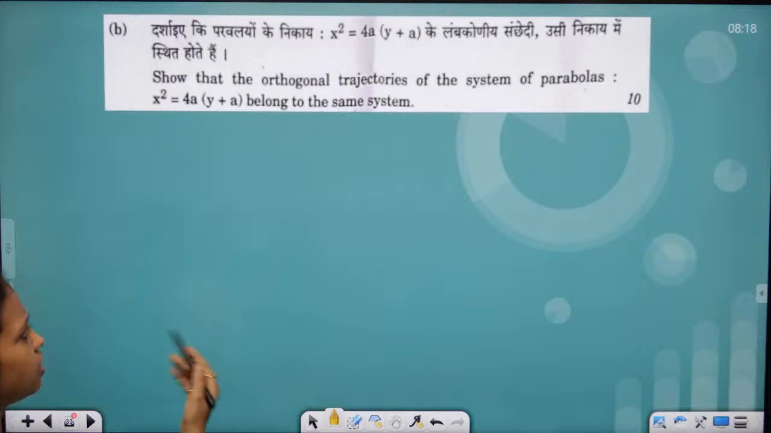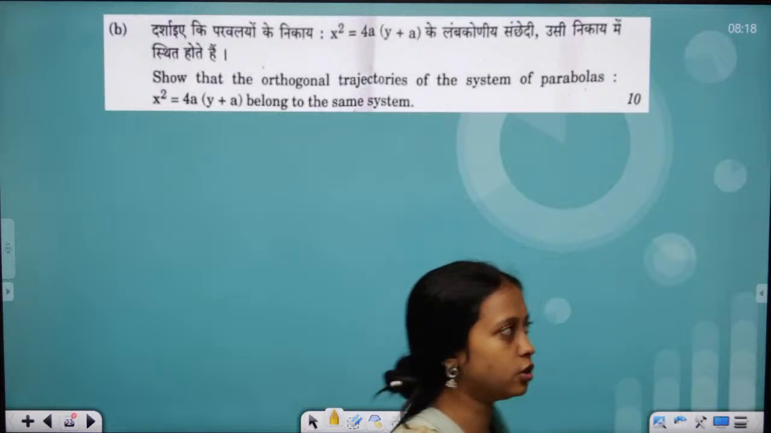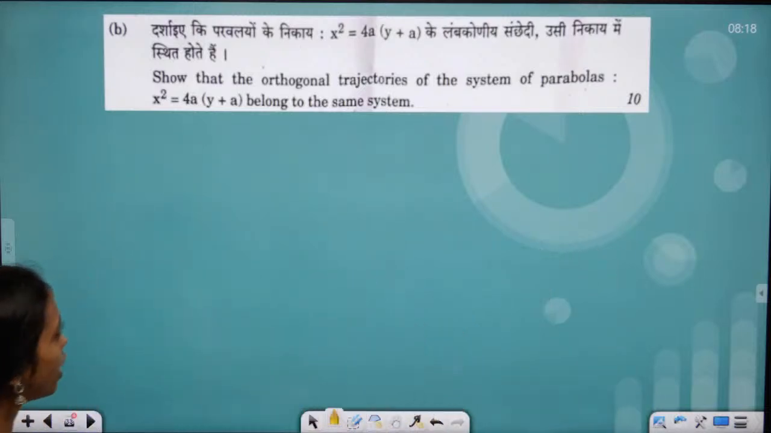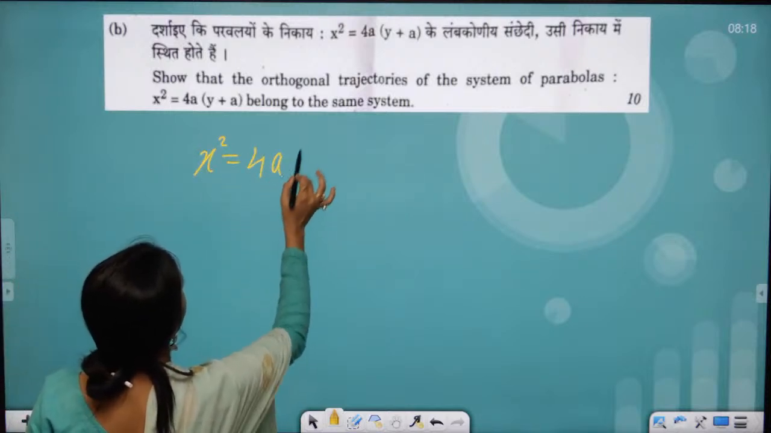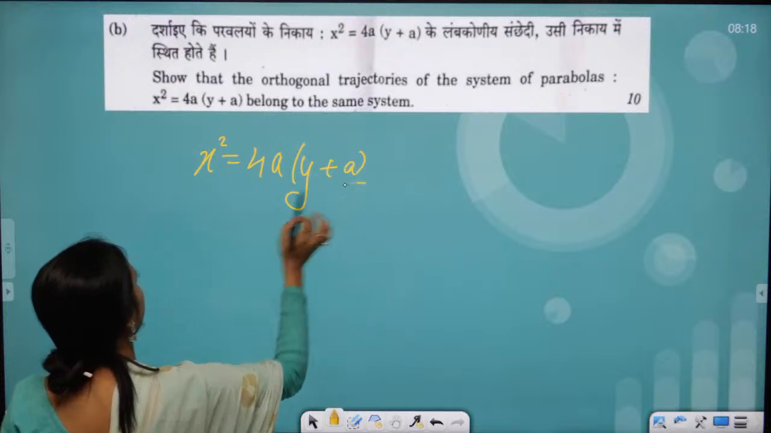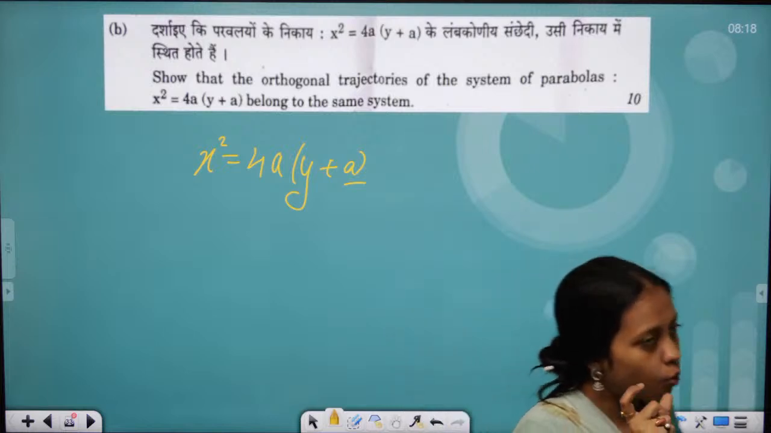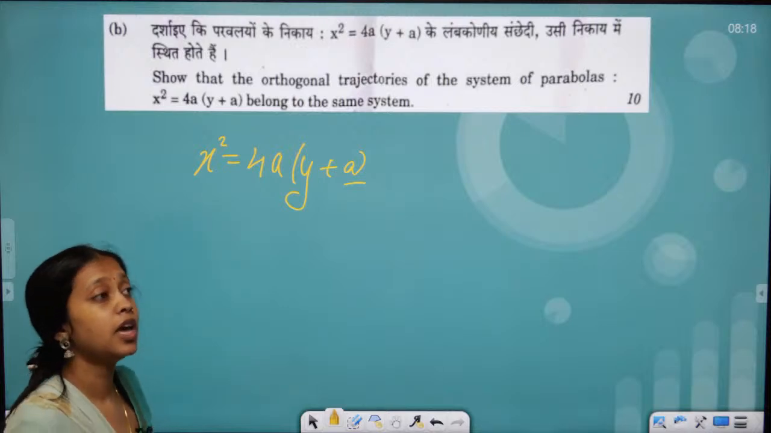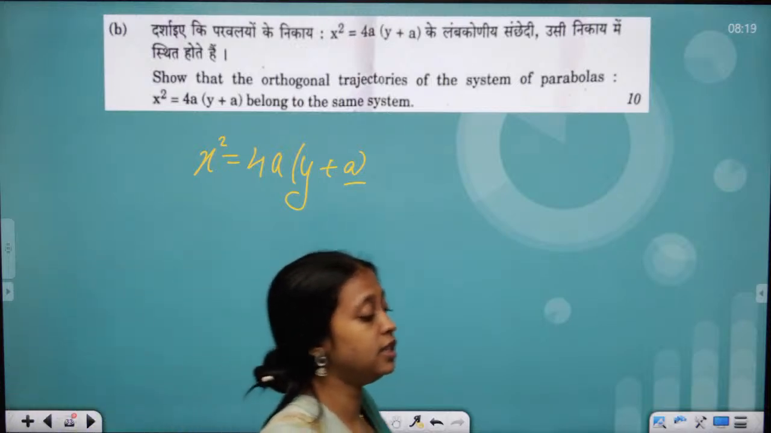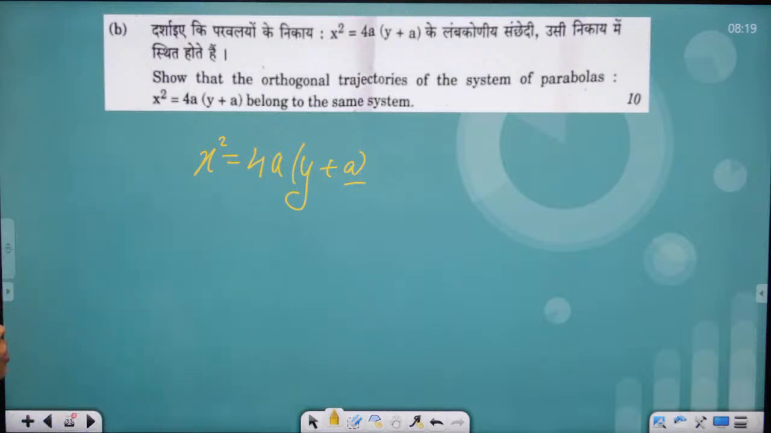Orthogonal trajectory, again, not regularly, but they ask the question from this one also. Orthogonal trajectory, how to solve this? One way, it has x square equals to 4y, y plus a. It has only one constant. One constant means only one derivative is required. Dy by dx is required. You find dy by dx, replace that dy by dx by minus dx by dy, and you solve the differential equation. You will get your orthogonal trajectory of the system of the parabolas, right?